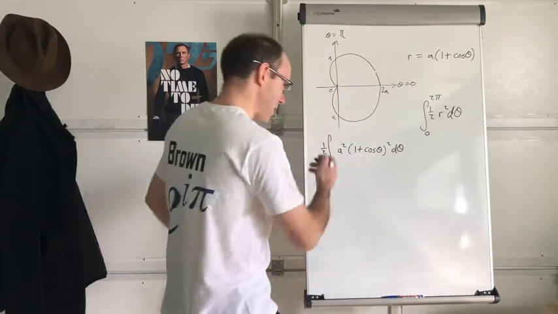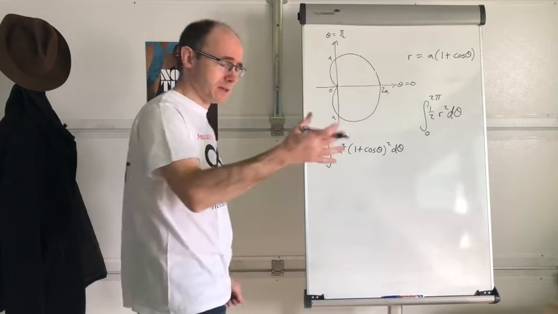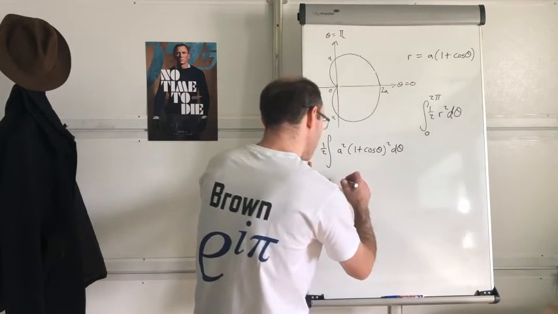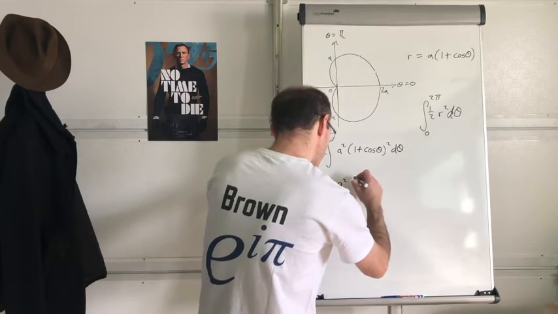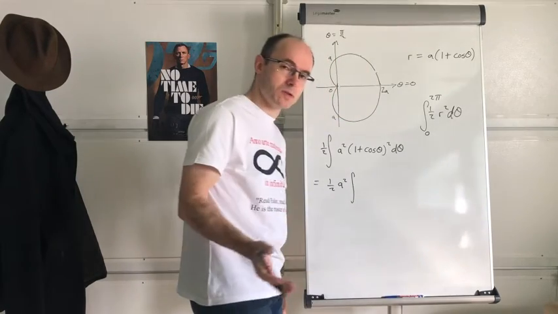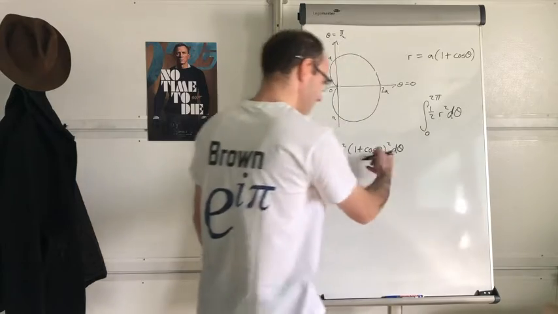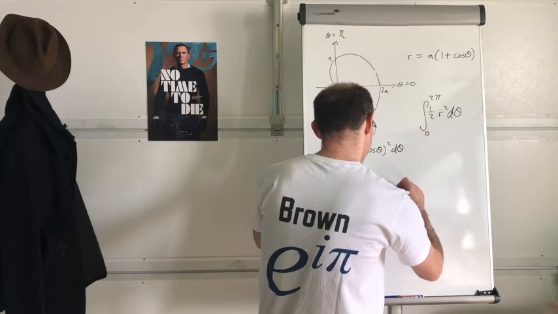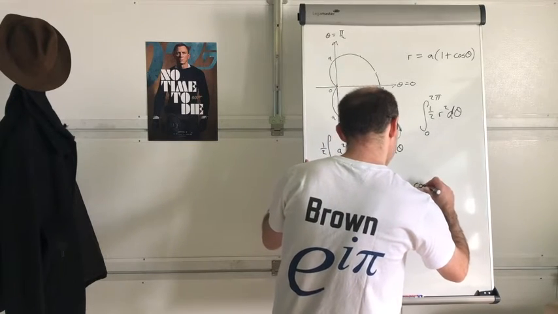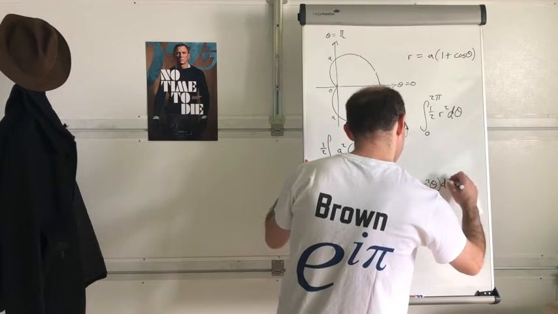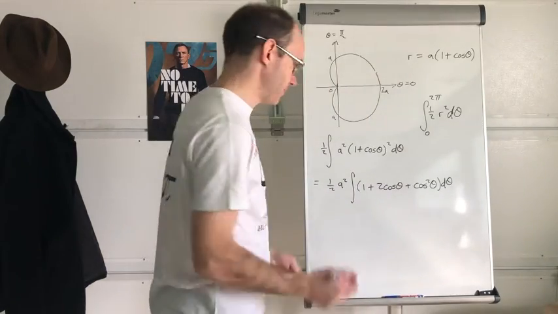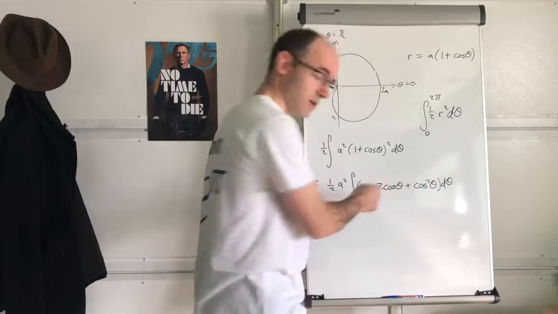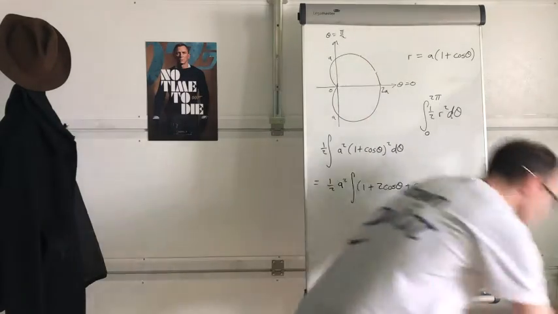How would you integrate that? Maybe just pause the video and have a go at it. But what I would do is also take out the a squared, because that's also a constant term, and expand the brackets. So you'd have 1 plus 2 cos theta plus cos squared theta d theta. Good. Then we just integrate that, and hopefully remember how to integrate cos squared theta.